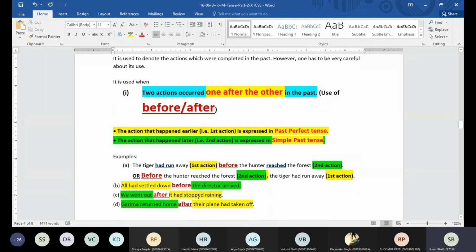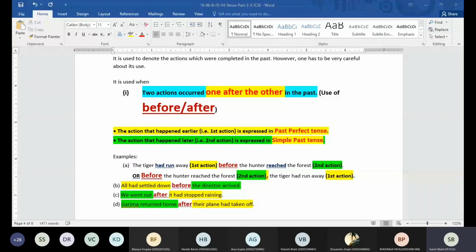We can say all had settled down before the director arrived, or we can say before the director arrived, comma, all had settled down. We went out after it had stopped raining, or we can say after it had stopped raining, comma, we went out. Garima returned home after their plane had taken off, or we can say after their plane had taken off, comma, she returned home. So either way, we can frame the sentence.